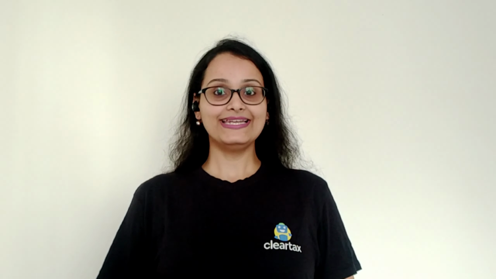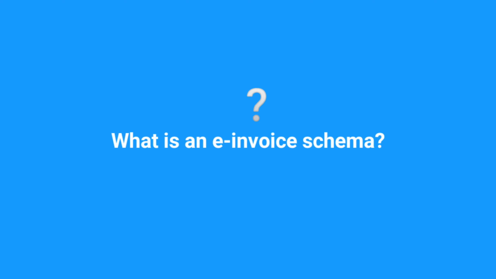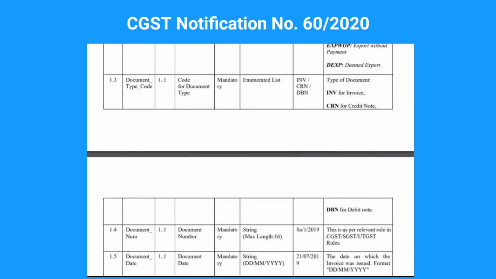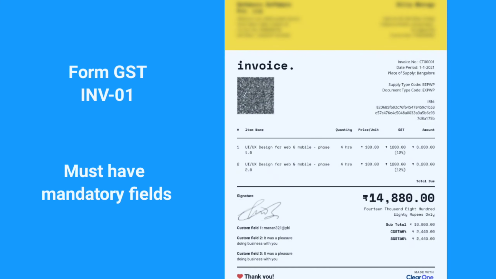Now, without further delay, let's proceed to talk about some important questions asked on e-invoice schema. What is an e-invoice schema? Schema simply means a structured template or format. E-invoice schema is a standard format for electronic invoice. It is notified as Form GST INV-1. As told earlier, check out the mandatory fields of the e-invoice schema by watching our video, the link of which is left in the description box below.